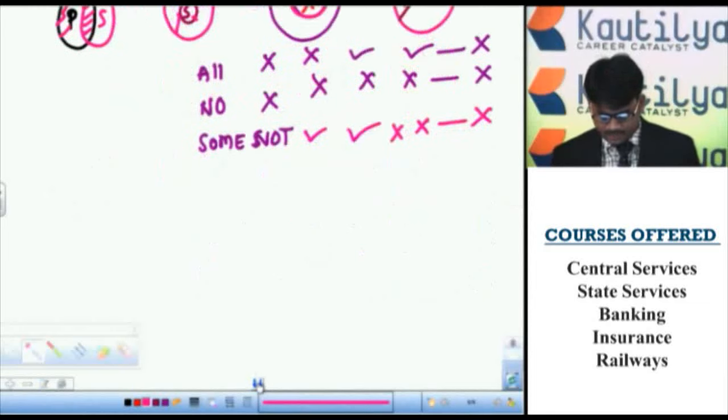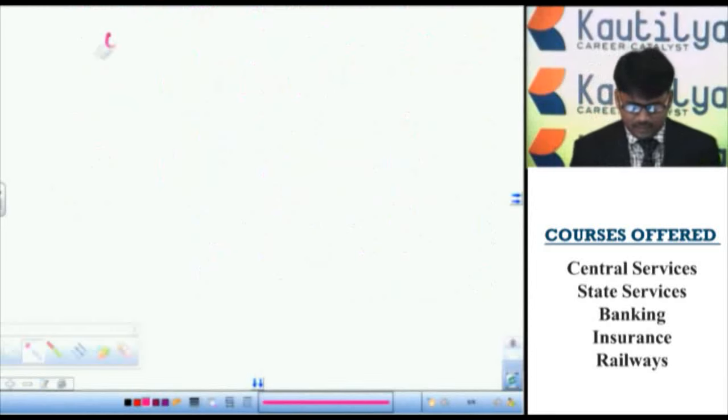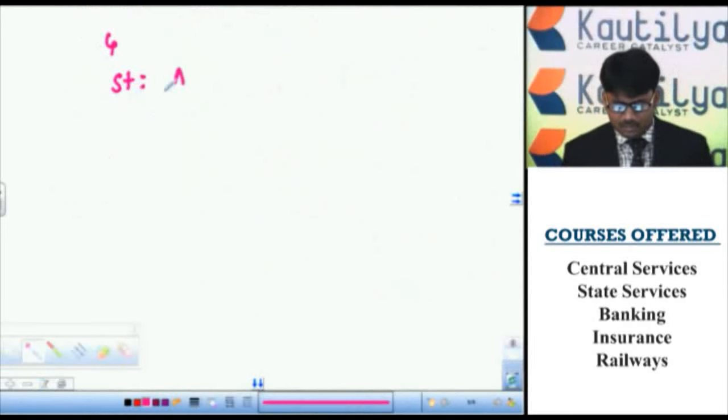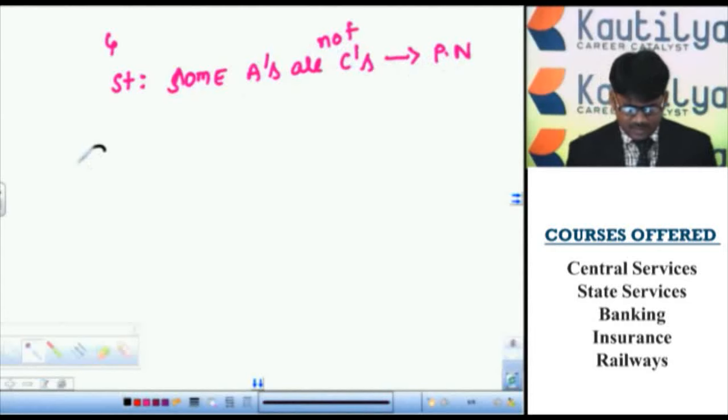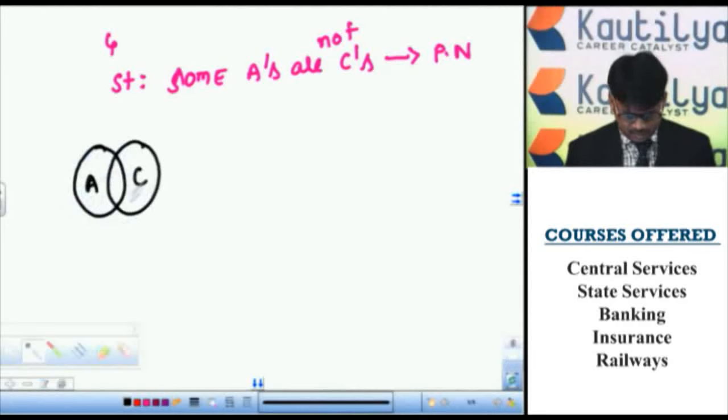Next, finally we have to check the fourth statement: some A's are not C's. This is represented by a particular negative statement. Then a particular negative statement we have to represent in three diagrams. Some of the A's do not belong to C's.